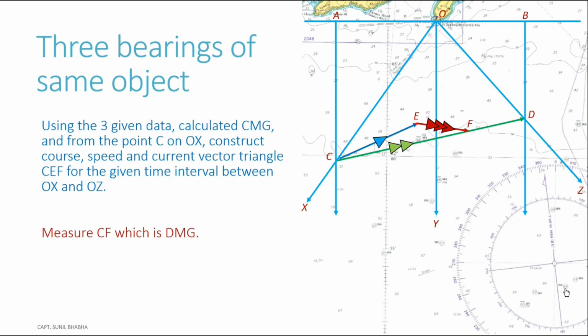Now we can measure the CF side of this triangle, Charlie Foxtrot. This side CF is the distance made good by the ship in this time interval, that is the time interval between the first bearing and the third bearing. When we have this distance made good available to us, we can calculate the speed made good by the ship.